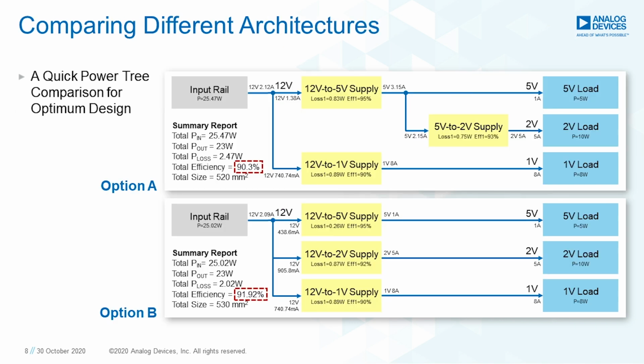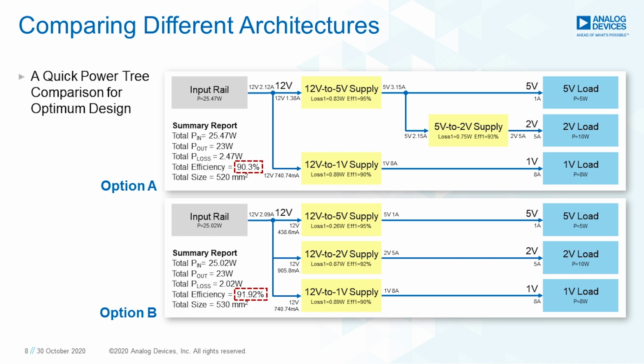Another feature of LT Power Planner is the ability to do a quick comparison between different power architectures. In this example, option A uses a 5-volt input converter to generate the 2-volt rail, where option B generates all the power rails using a 12-volt input.